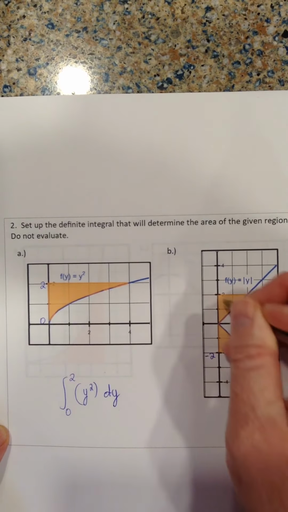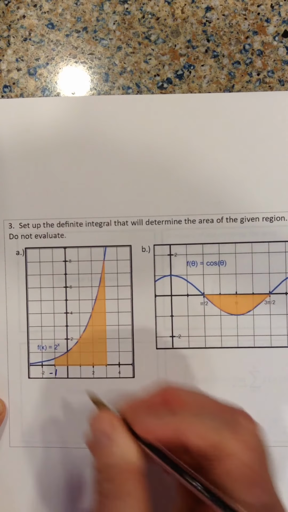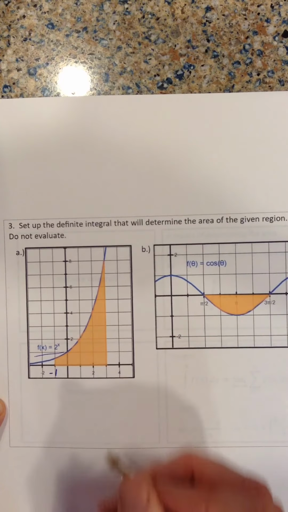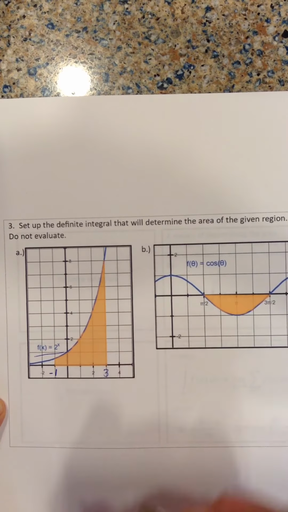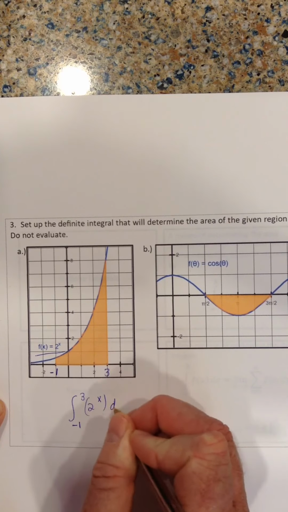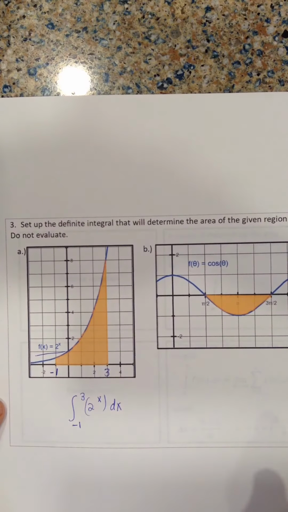So again, we're finding the area and we're not evaluating. So this one looks like it goes along the x-axis. It's a function with respect to x from -1 to 3. And you must be careful about your labels on your axes. So I'm going to set this integral up. It goes from -1 to 3 of 2 to the x power dx. And that integral will give you the area between that curve and the x-axis.